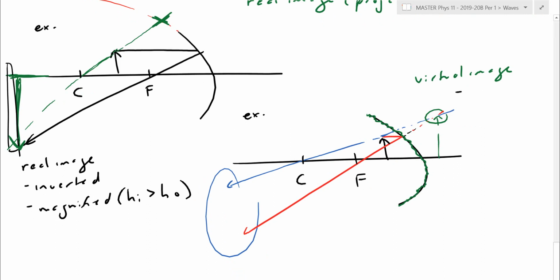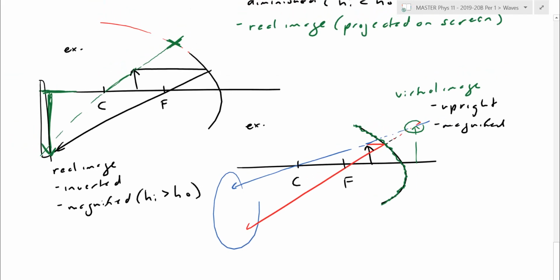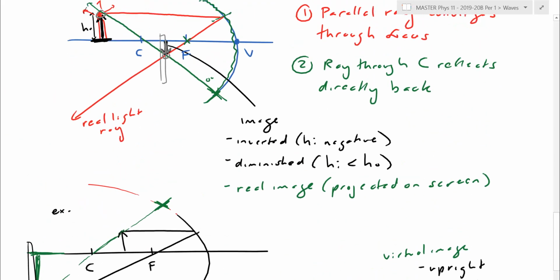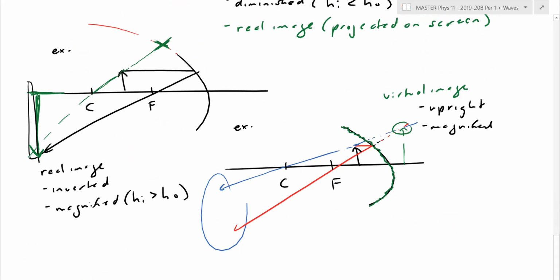You can say, well, for this image, we're actually upright. We're actually going to be the correct orientation. We're not upside down. And also magnified, we're also bigger. So just drawing these two simple rays here, this was the type of mirror that actually depended on how far away you are. You can then figure out where your image is. I'm just going to end off this lesson here.